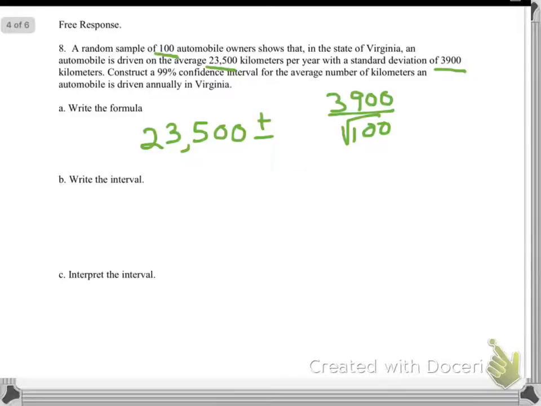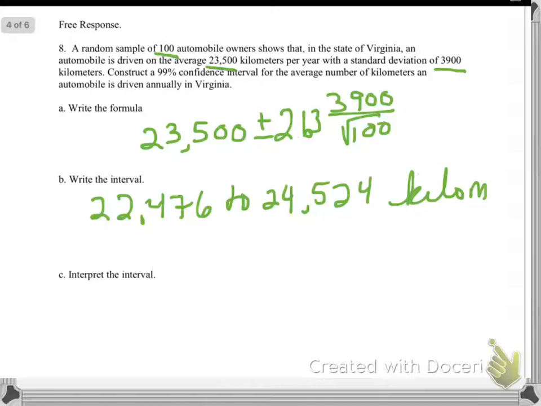So I'm going to go to distributions, and I'm going to put in 0.01 divided by 2 because there's a 99% confidence interval. But my degrees of freedom are 99. And I get 2.63. Okay, so I'm going to go put these numbers into my calculator, and I'm going to get my interval.